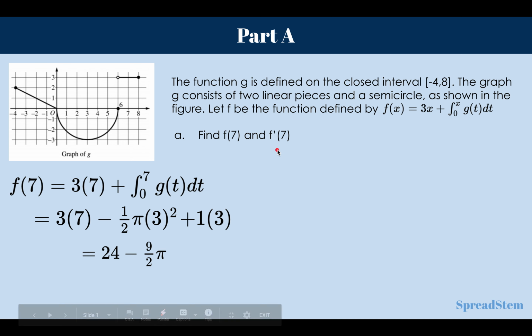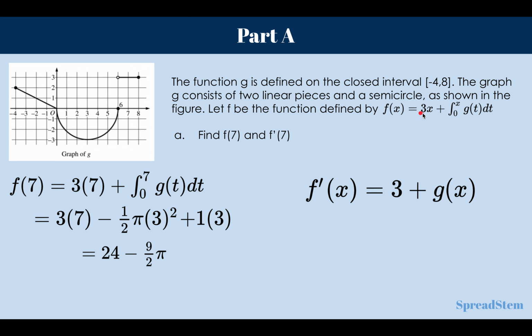Now we'll take a look at f prime of 7. Since f of x is just the sum of two parts, we can individually take the derivative of each section. We know that the derivative of 3x is 3, and using the fundamental theorem of calculus, we can say that the derivative of the integral from 0 to x of g of t dt is just g of x.